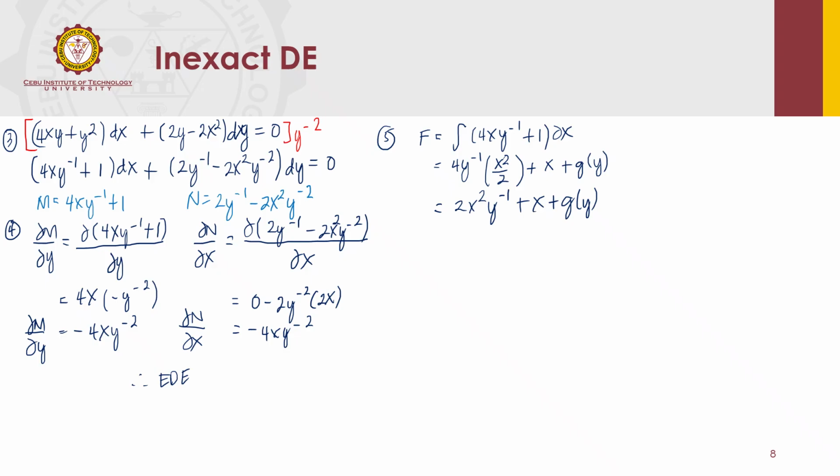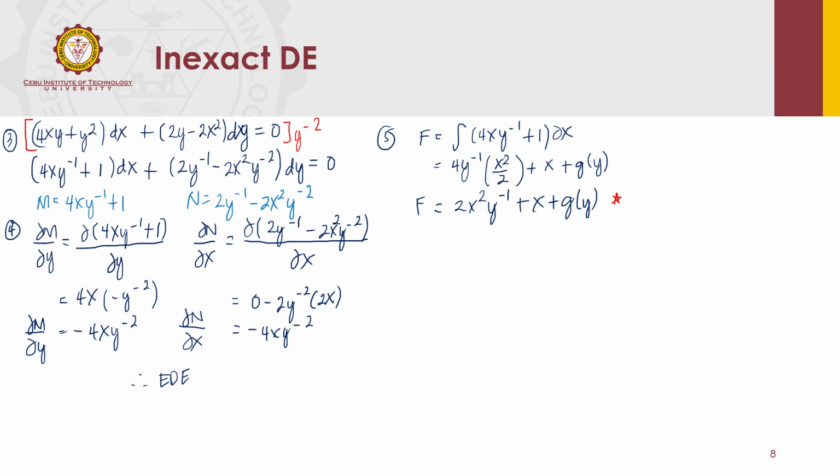And we are going to get back to this equation. So we can put an indicator or label this equation 1, or underline it, or box it. We need to solve for g of y, and then equate this f to c, and that would be the solution to the DE.